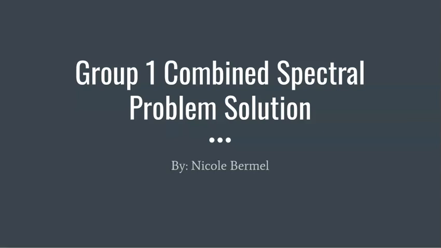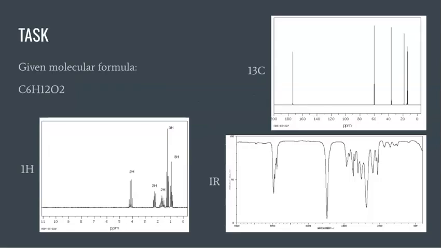Hi guys, so today I'm going to be going over my combined spectral problem solution. I was assigned the group 1 molecule, so I will go ahead and show you how I was able to solve for my proposed structure. The task at hand was to analyze these 3 spectrum graphs and determine a proposed final structure for our molecule.